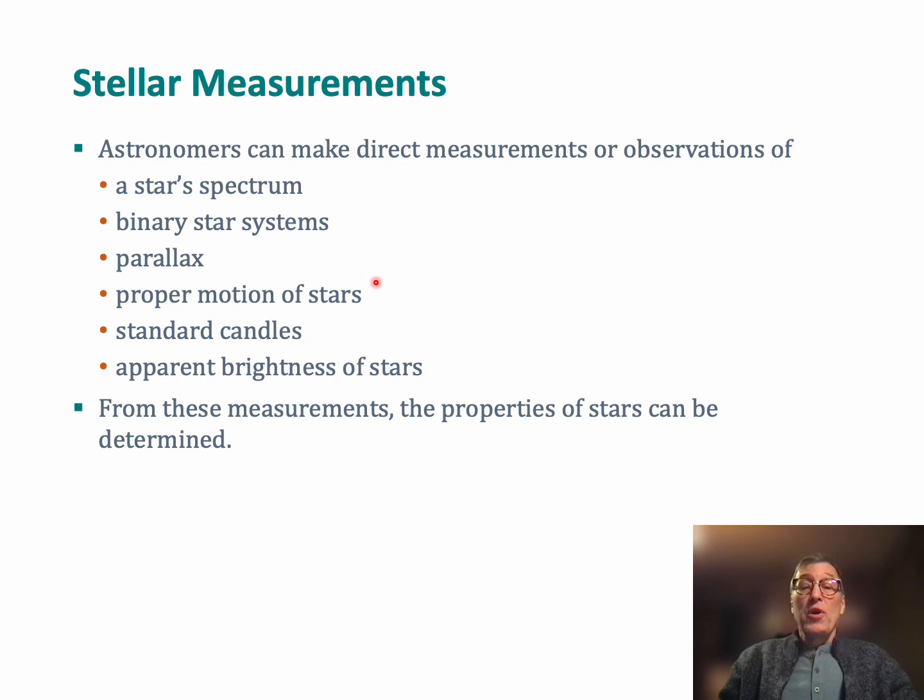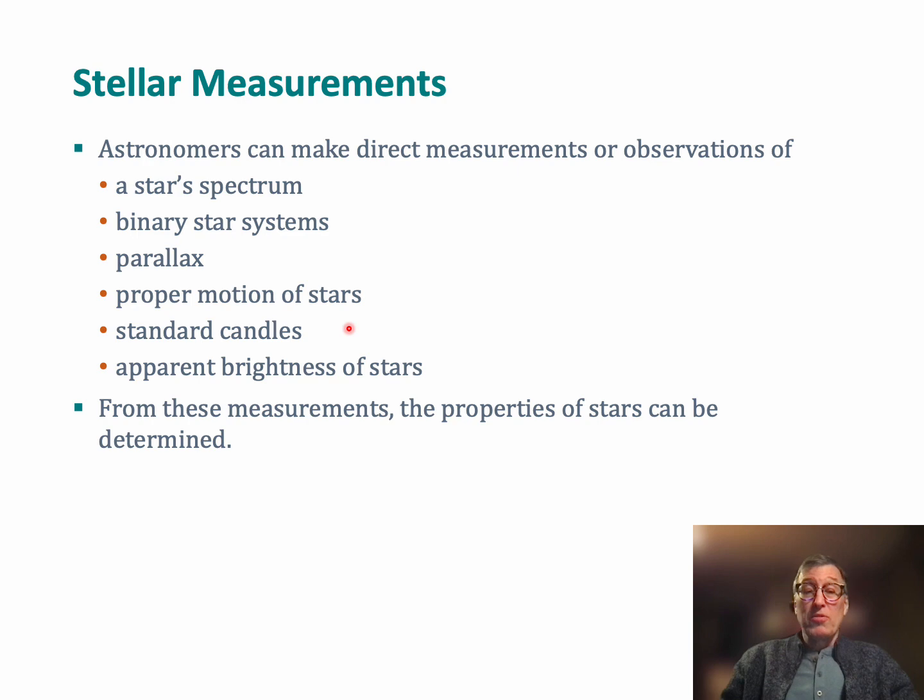We can also look at the proper motion of stars, that is, the way that the stars actually are moving through space, not the way they appear to move as the Earth moves through space, or not the apparent motion due to parallax, but the way the star is actually moving. We'll learn about something called standard candles. These are astronomical objects whose brightness is well understood, and therefore we can use the observed brightness from Earth to determine how far away the standard candles are. That lets us determine the distance to objects that are near those standard candles.